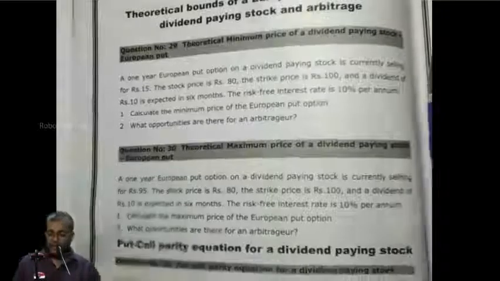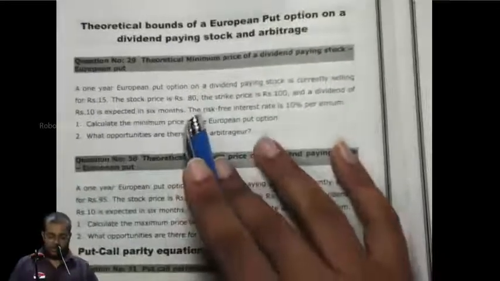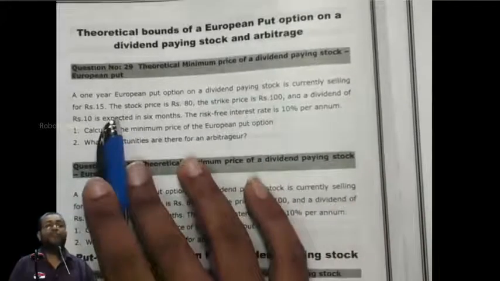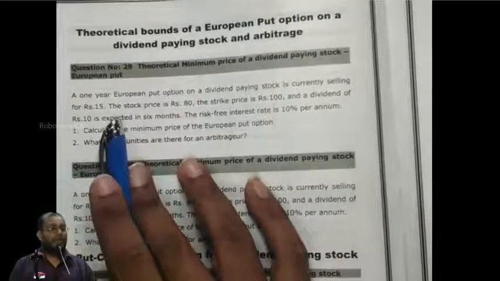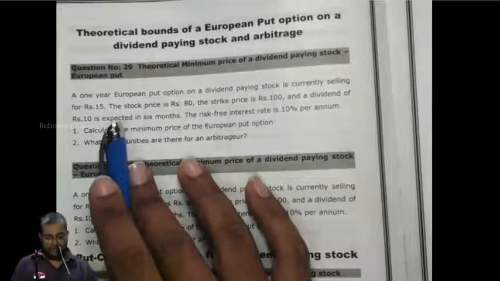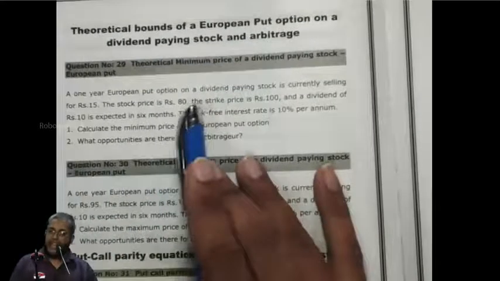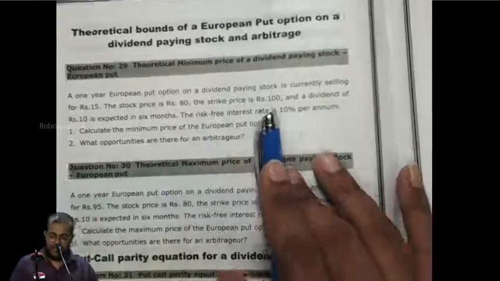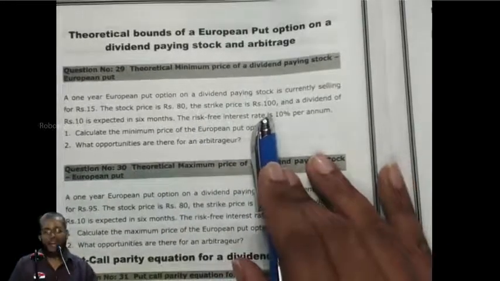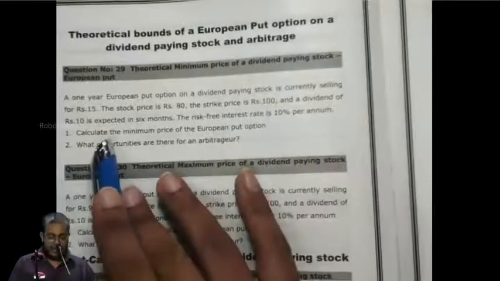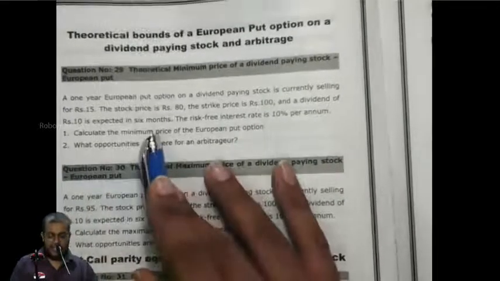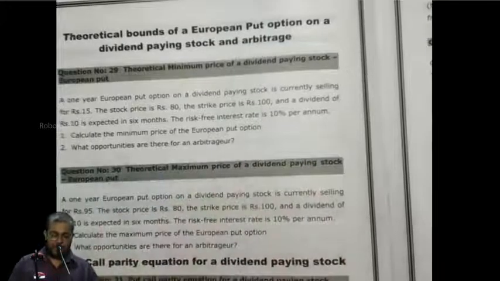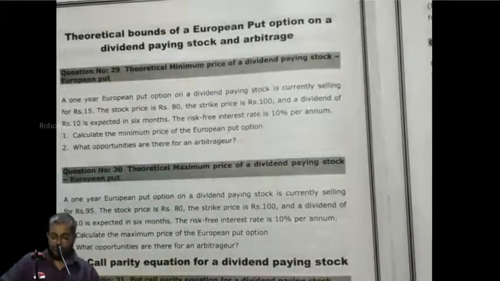Please listen. A 1 year European put option on a dividend paying stock is currently selling at 15. What is the 15? Value of put option, option premium. Stock price is 80. What is 80? Spot price. Cum dividend or ex dividend? Cum dividend. Strike price 100. Ex dividend. Dividend of rupees 10 is expected in 6 months. The recovery rate is 10% per annum. Calculate the minimum price of the European put option.